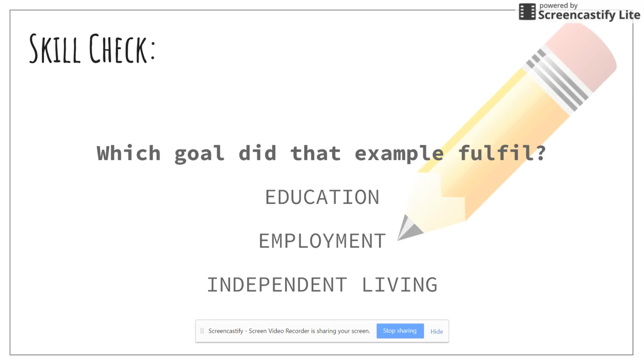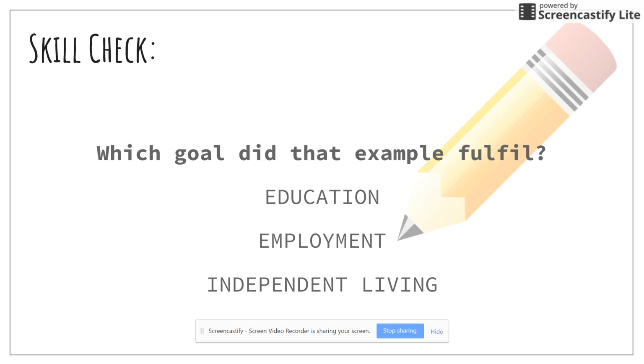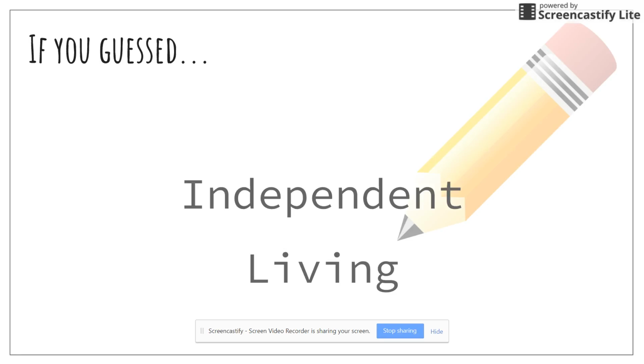Skill check. Take 1 minute to decide which goal that example fulfilled. Did it fulfill education, employment, or independent living? By November 2018, student will demonstrate knowledge of proper personal hygiene by maintaining a well-groomed appearance and developing a daily hygiene routine in 8 out of 10 trials as measured by data charting, physical appearance, and/or student interview. Is it education, employment, or independent living? If you guessed independent living, you are correct. Good job.